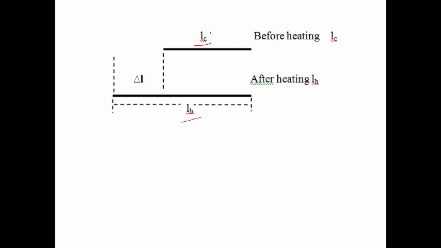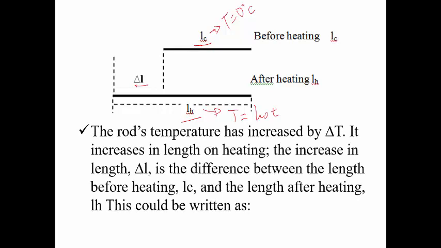LC, in other words, means the temperature is equivalent to 0 degrees Celsius, and LH is when the temperature is hot. Here C stands for cold and H stands for hot. And this change in L is the change between the cold and the hotter length of the rod. And the rod temperature has increased by change in T.